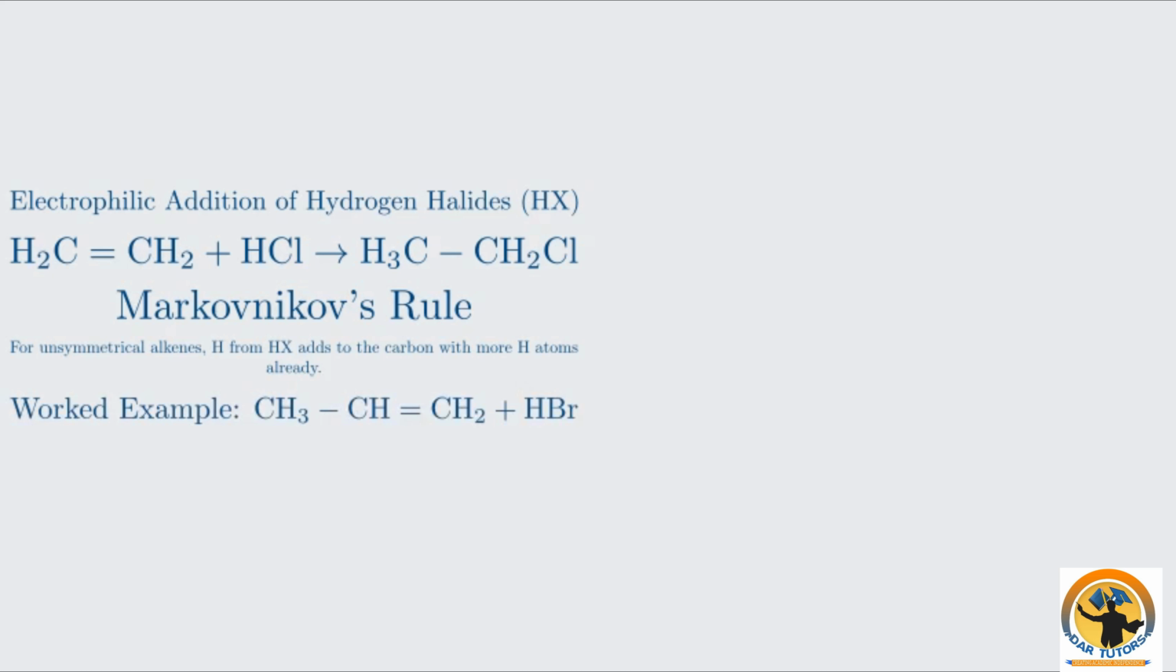Let's apply this to propene. The double bond is between carbon 1 and carbon 2. Carbon 1 has two hydrogens, while carbon 2 has only one. Following Markovnikov's rule, the hydrogen from HBr will bond to carbon 1, and the bromine will bond to carbon 2. This gives us 2-bromopropane as the major product.